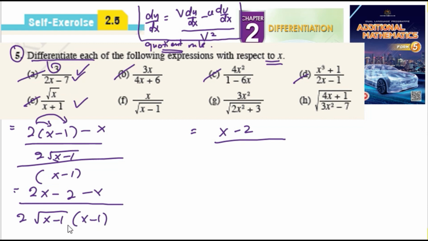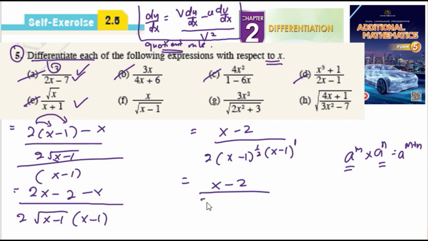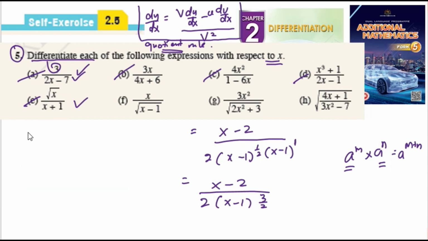You can combine if you are using power, because we know that a to the m times a to the n is equal to a to the m plus n, given it is similar. So we can see the inside of the bracket is similar, so we can change it back. So x minus 1 to the power of half times x minus 1, this one is power of 1. So when we multiply this, we get x minus 2 over x minus 1 to the power of 3 over 2, right? Half plus 1, we get 3 over 2. So here we get x minus 2, so power of 3 over 2 is equal to, below here is square root of x minus 1 to the power of 3.